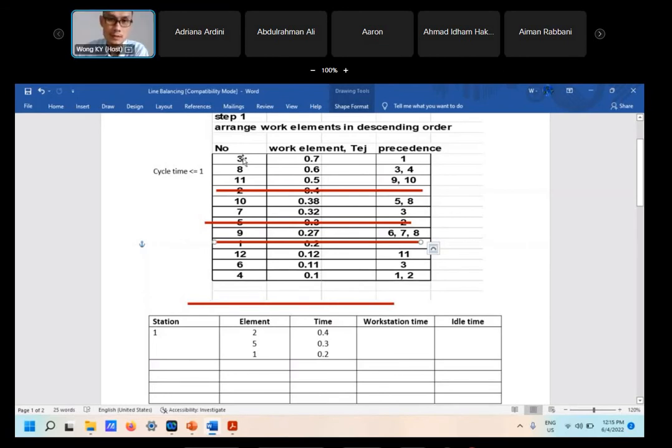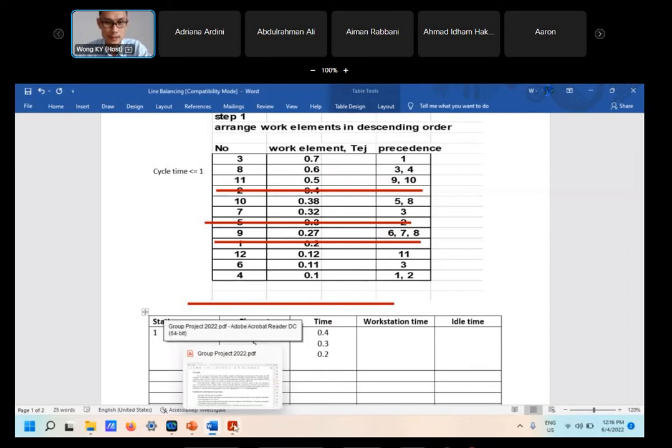Element 3, can I assign element 3? I can assign element 3 because its precedence is 1, and 1 has been completed. But element 3 has a time of 0.7. If you total up, 0.4 plus 0.3 plus 0.2 plus 0.7, it will exceed 1 minute. So it means we cannot assign element 3.